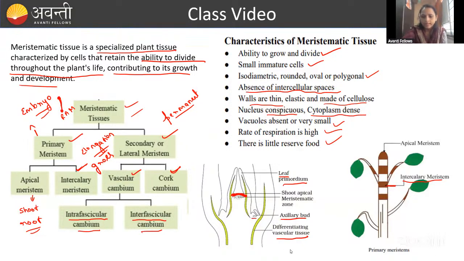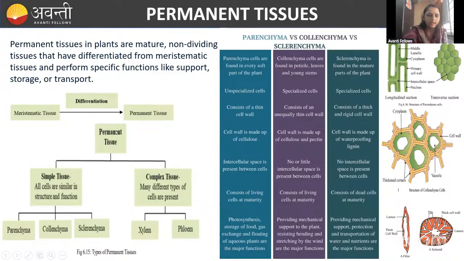Okay. Then coming to the next, I think, did you understand what the meristematic tissue is, guys? Did you understand what the meristematic tissue is? If you understood, kindly give me any response, guys. Or if you have a doubt, I will clearly tell once again.